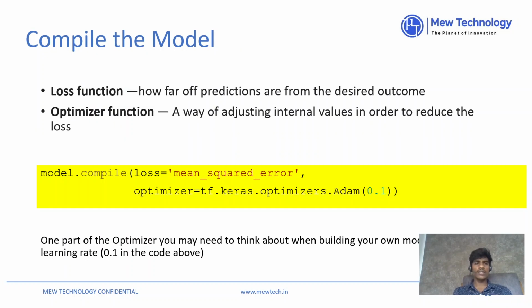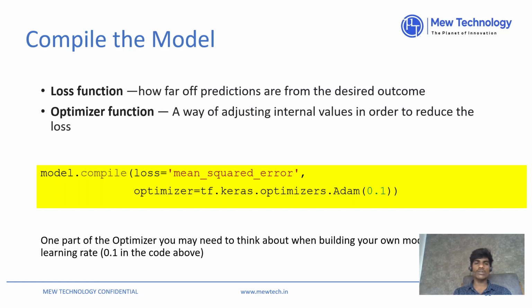The second thing is, once we complete the model creating, we move on to model compilation. This yellow part is my code. What is the code? model.compile. Inside compile I pass two parameters. One is loss, where I use mean square error. Another parameter is optimizer, where I use Adam.